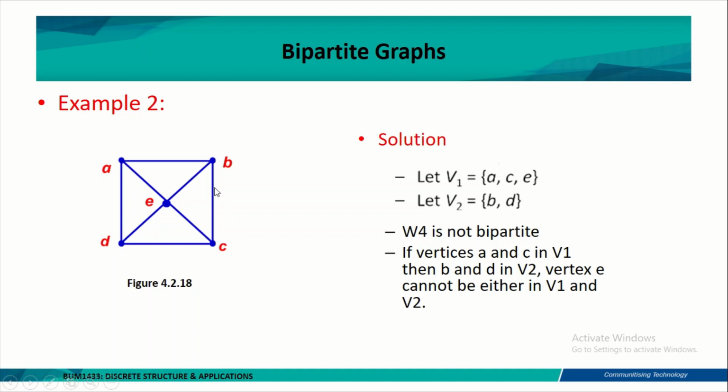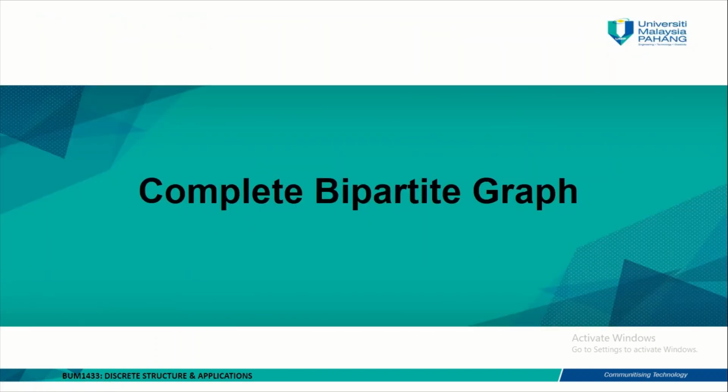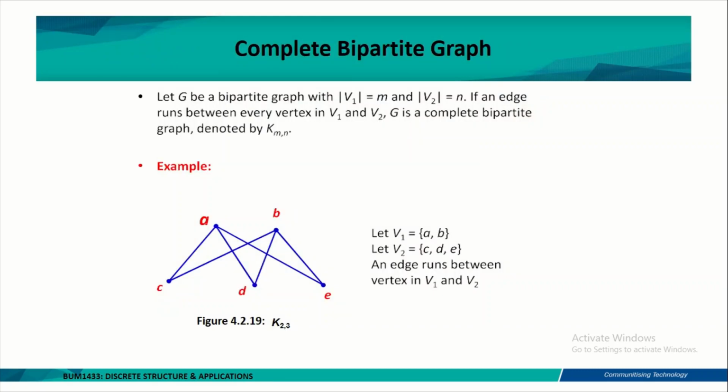So we can see that B is also connecting with E. So there is no way to do that. There is no way to arrange the vertices so that none in the same group are connecting with each other. So the W4 is not bipartite. Since if vertices A and C are in V1, and B and D are in V2, vertex E cannot be in either V1 or V2.